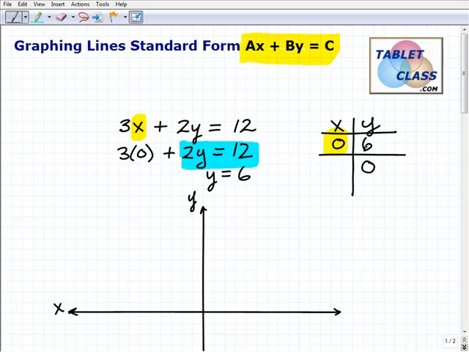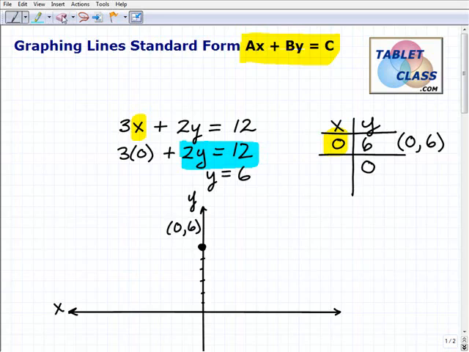So I want to put a 6 right there. What does that mean? That means that 0, comma 6, this point, is on the graph. So when x is 0, y is 6. 1, 2, 3, 4, 5, 6. Right here is the point 0, 6.